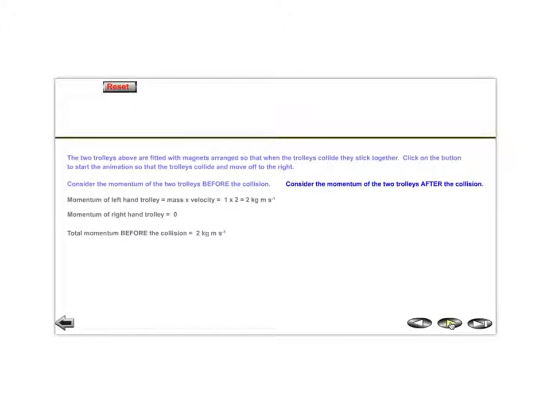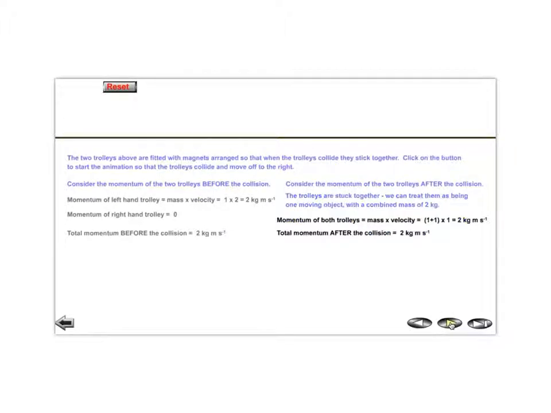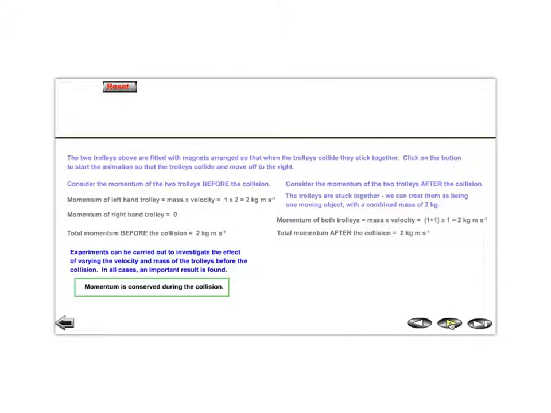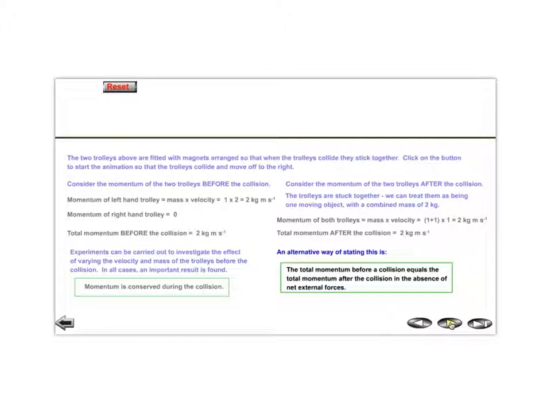If we look at the momentum after, then they were stuck together and they were moving at 1 meter per second. Because they're stuck together, the total mass is 2 kilograms, multiplied by a speed of 1 meter per second, gives you a total momentum of 2 kilogram meters per second. So we can see, if we compare the momentum before and after the collision, we get the same for both. So we can show momentum is conserved.